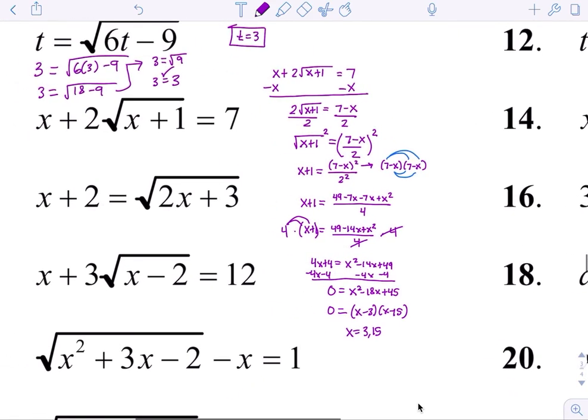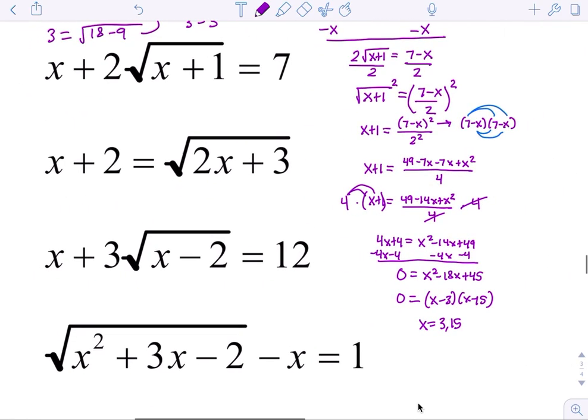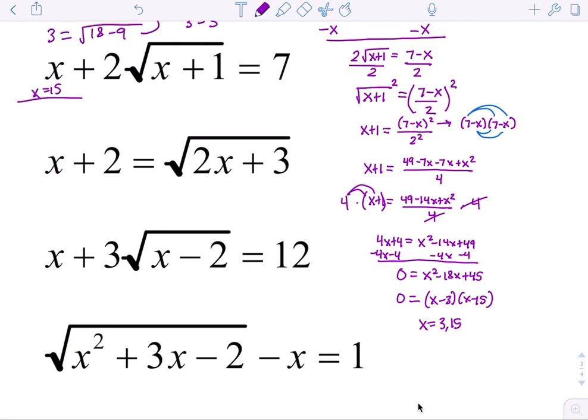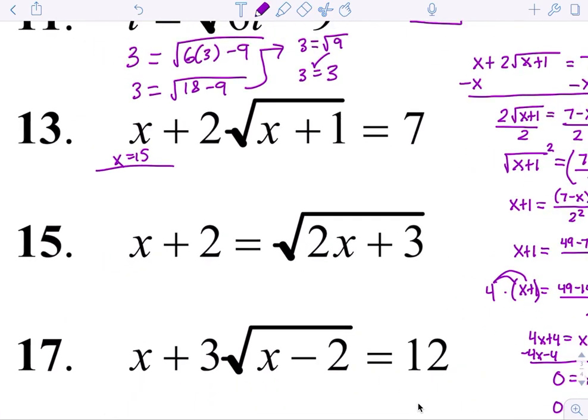Now, of course, we have to check our answer to see if it's correct. So if I check x is equal to 15, oh, not that one, this one. So remember, we're just checking our answer, right? So we're going to get 15 plus 2 radical 15 plus 1 is equal to 7. So 15 plus 1, you guys, is 16. So square root of 16 is 4, and 2 times 4 is 8. Well, that's not good because 23 certainly does not equal 7. So this is not an answer.